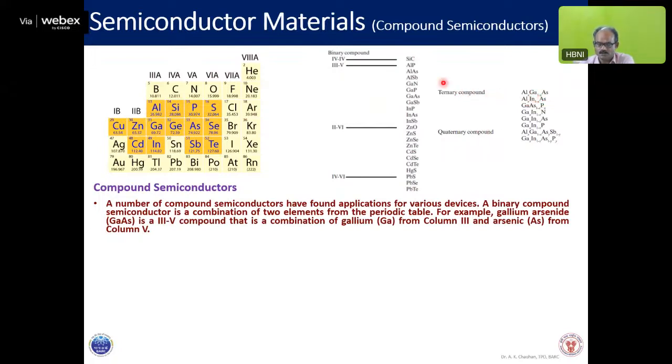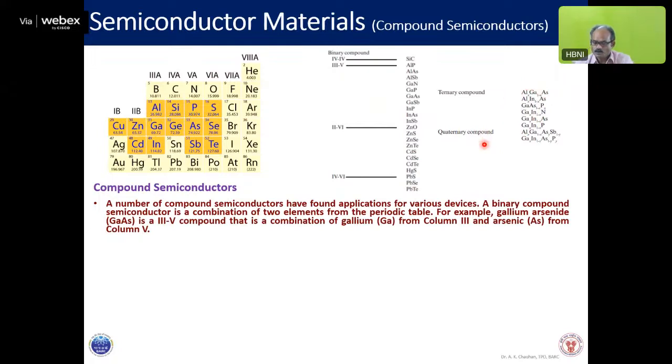So if you see in binary compounds, like we had gallium arsenide, if some fraction of gallium is replaced by aluminium, then the compound becomes aluminium gallium arsenide. And this x shows the fraction. Suppose 50% of the gallium sites are replaced by aluminium, then I will say aluminium 0.5, gallium 0.5 arsenide. These kinds of compounds are ternary compounds.